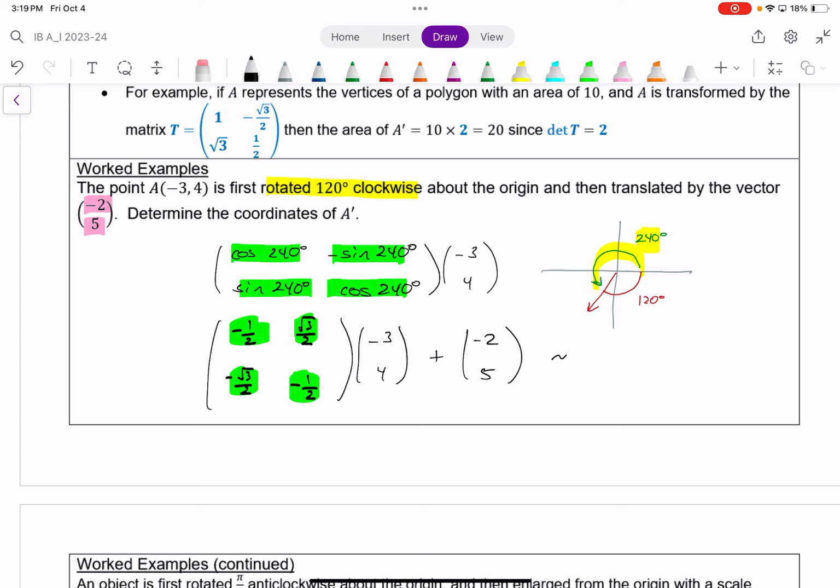At this point, use your GDC as much as you want, and we should get to approximately 2.96 and 5.60. That's our image point. And keep in mind, again, this here is just the rotation, and this was the translation.